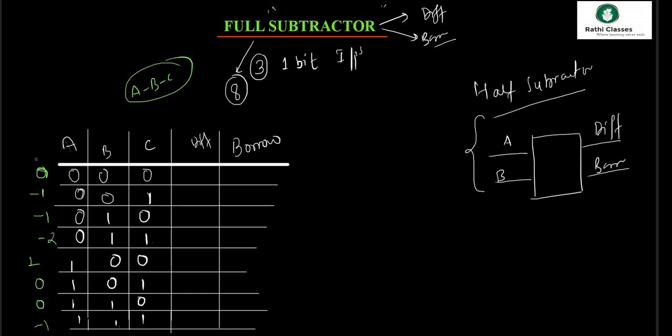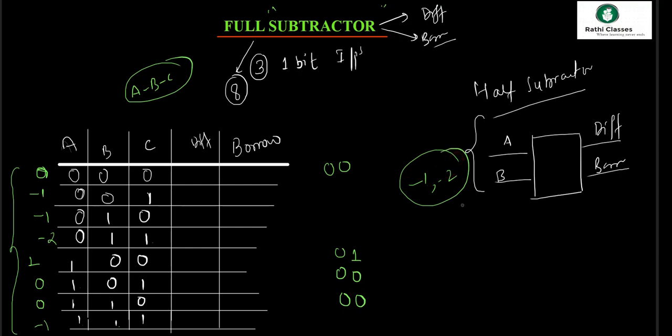So in order to write the output, the better way is to write the given numbers in binary form. So 0 is nothing but 0 0. Let me first write the cases for all of these. Now for minus 1 and minus 2, in order to get the result I will be using the concept of 2's complement. So how to get 2's complement for 1? 1 is nothing but 0 1. 1's complement is 1 0, and I need to add 1 to obtain 2's complement. So minus 1 is nothing but 1 1.